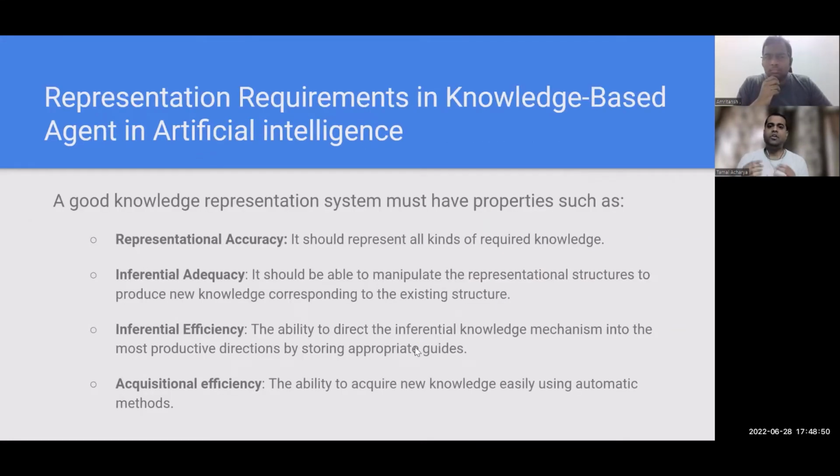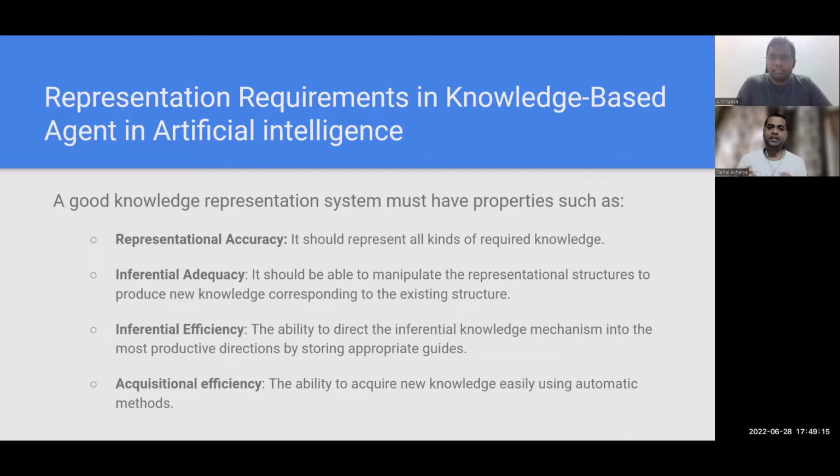Now, knowledge-based agent requirements. There are a few requirements in order to have a good knowledge representation system. First is representational accuracy. It should represent all kinds of required knowledge as accurately as possible. Then we have inferential adequacy. It should be able to manipulate the representational structures to produce new knowledge. That is, it should be able to infer from the knowledge that it has gained. It's like the inference.